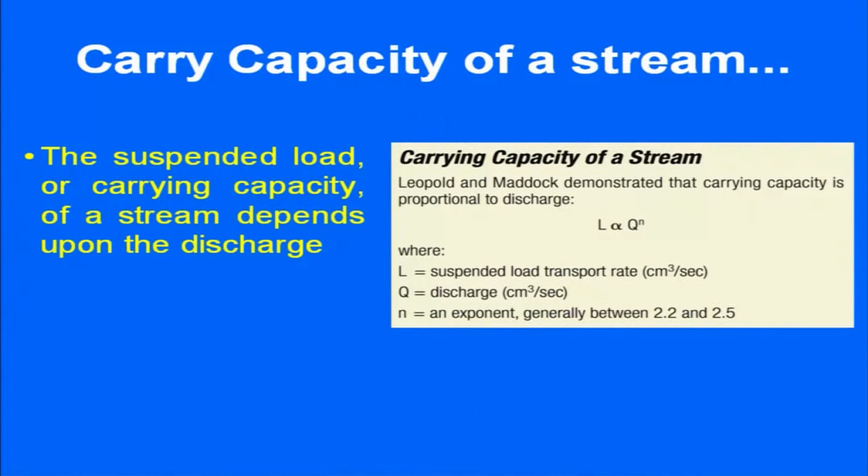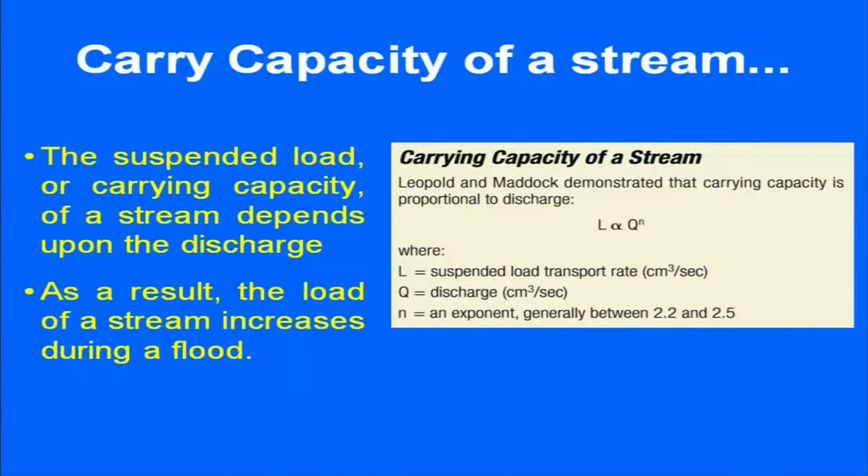But as a thumb rule, as given here, the suspended load or carrying capacity of a stream depends upon the discharge. As a result, the load of a stream increases during a flood. So, during floods, the carrying capacity will increase. Whatever landforms we are going to see more, as well as what we have learned until now, the most important aspect of understanding these landforms is also related to the hazard associated with them.